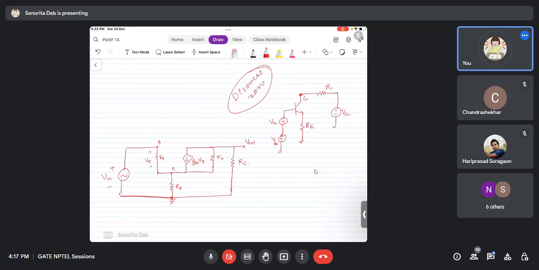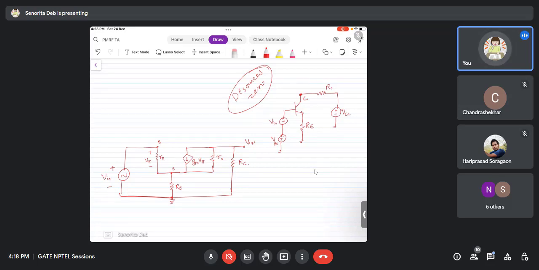I will not be doing the entire proofs here. But if you do the proofs of this circuit, if you try to find the voltage gain, current gain, everything, you will see that the voltage gain reduces as compared to the circuit where emitter resistance is not present.